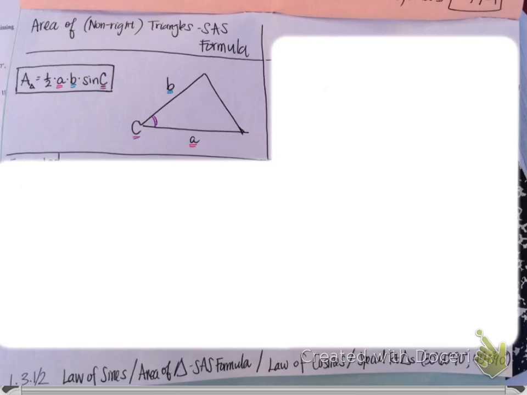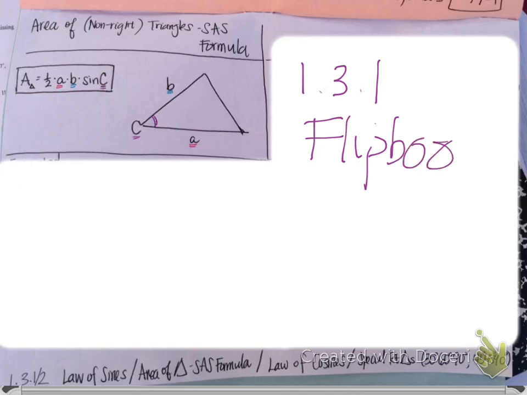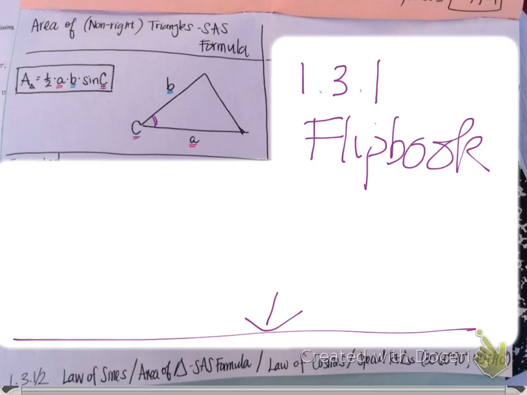Okay. Hi. So this is the continuation of the notes from class. This is notes, let's see, what color do we like? 1.3.1. This is for your Flipbook. You should already have written in your Flipbook this title right here. The law of sines and the area of triangles, etc., etc.